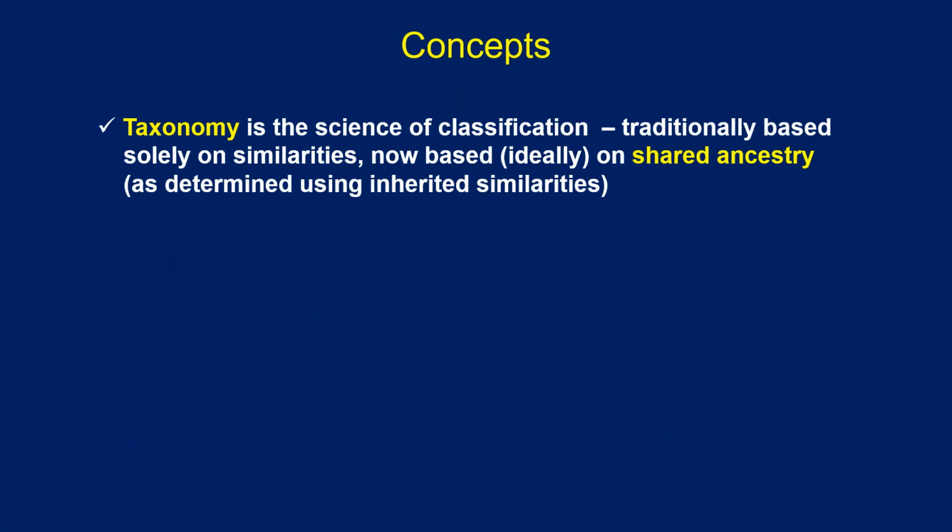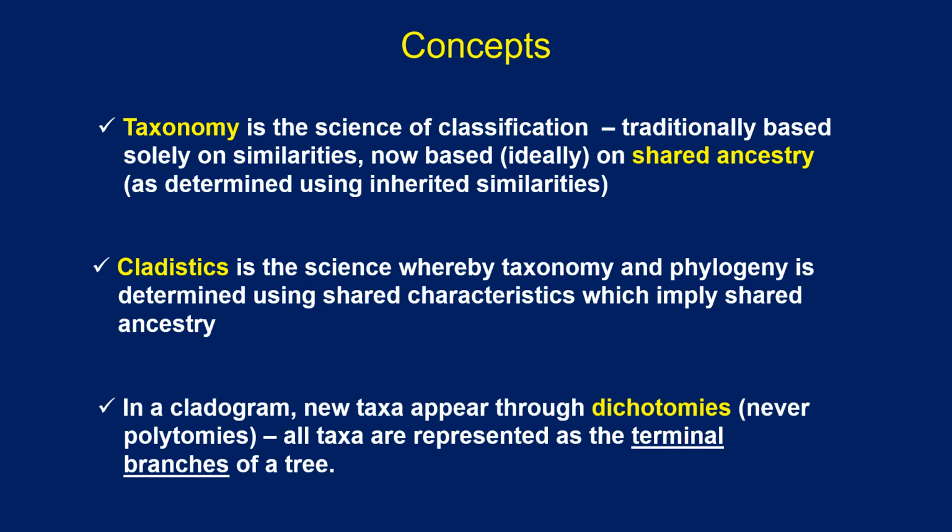And our concepts. So taxonomy is the science of classification. Doesn't have to involve living things. Traditionally, it was based solely on similarities. So think of Carl Linnaeus, that's what he did. But now we base it on shared ancestry. And when we do that, we refer to that as systematics. Cladistics is probably the most common way to engage in systematics, where we're trying to figure out phylogeny.